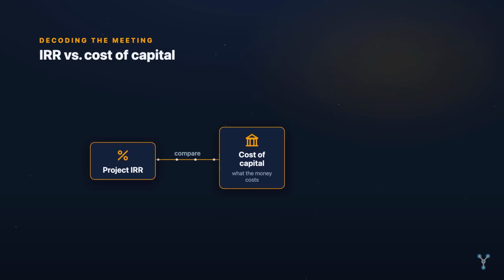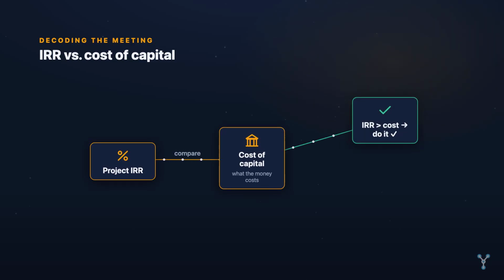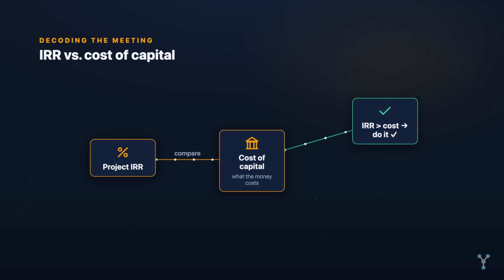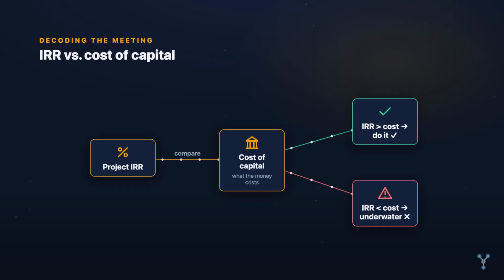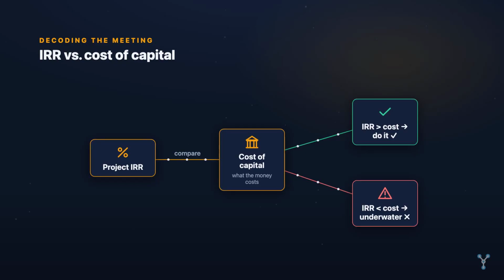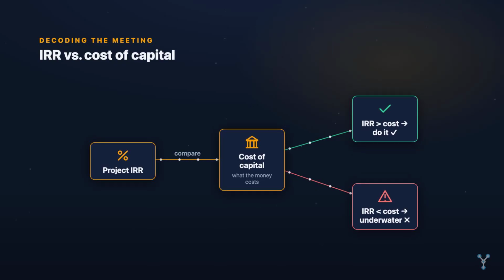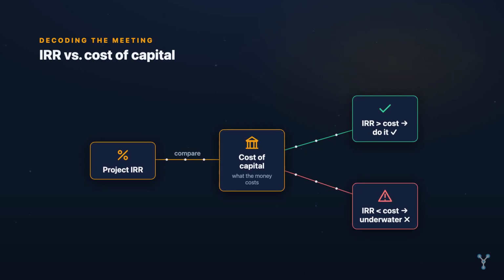The rule investors use is this. If the project's IRR is above my cost of capital, I make money, do it. If the IRR is below my cost of capital, I lose money, walk away. So when someone says the IRR is below the cost of capital, they mean the project earns less than the money costs. It's underwater. That's the whole sentence decoded.